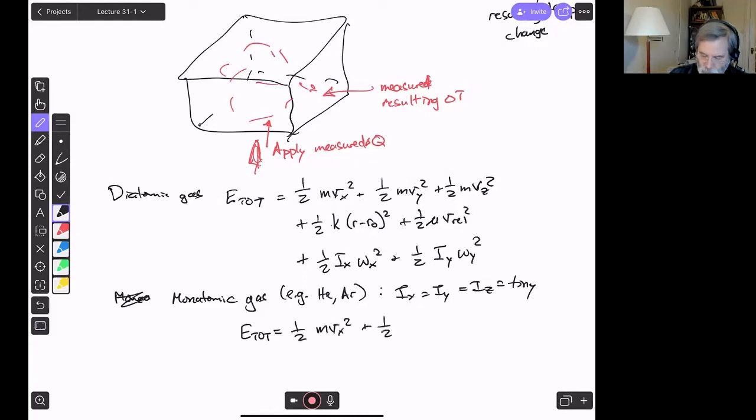1/2 mvx squared, plus 1/2 mvy squared, plus 1/2 mvz squared. According to the equipartition theorem, each of these is a term proportional to a velocity squared. And so on average, we could write that the average total energy for a single atom would be 1/2 kBT for each of these three terms, so a total of 3/2 kBT.